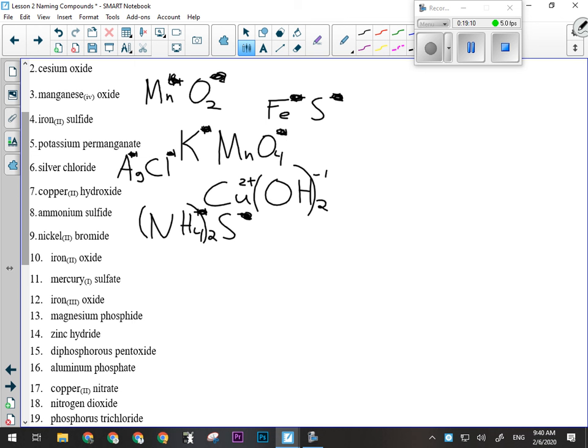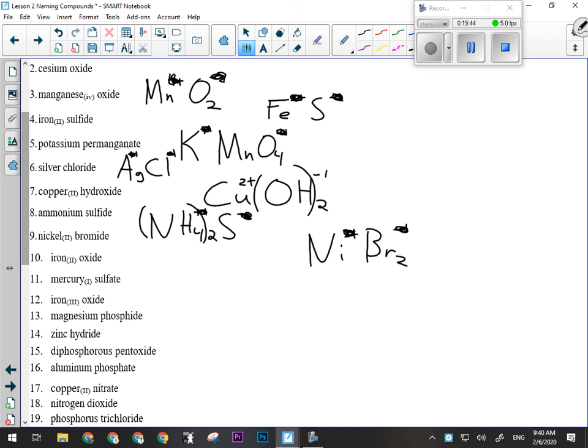All right, looking at number 9, we've got nickel(II) bromide. So again, an ionic compound. The Roman numeral tells me what charge to use. So I'm going to have Ni with the 2+ charge. Bromine is a -1. So when I drop and swap, the 1 will come here and the 2 will go there. That's my formula for nickel(II) bromide.